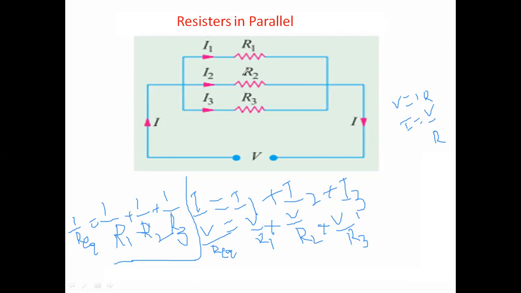Suppose we have only two resistors. Then 1 by R equivalent is equal to 1 by R1 plus 1 by R2. In such a situation we can find R equivalent is equal to R1 R2 by R1 plus R2.